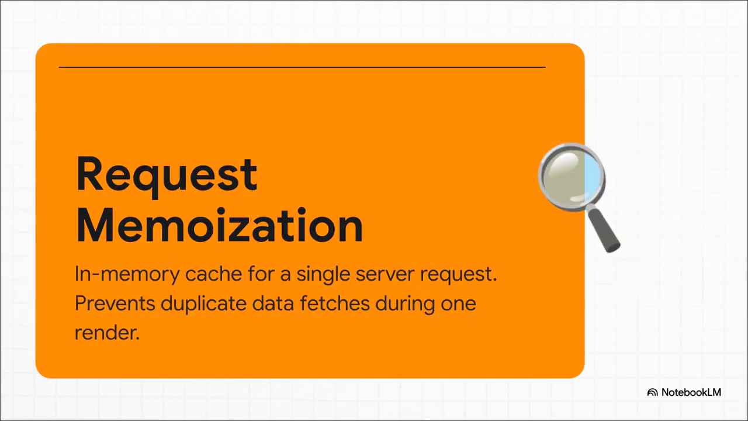Okay, layer 1, request memoization. This is the simplest one. It's an in-memory cache that only lasts for a single request. All it does is prevent you from asking for the exact same data twice while rendering one page. If your header and your sidebar both need the user's name, Next.js is smart enough to fetch it once and just share the result. Super efficient.